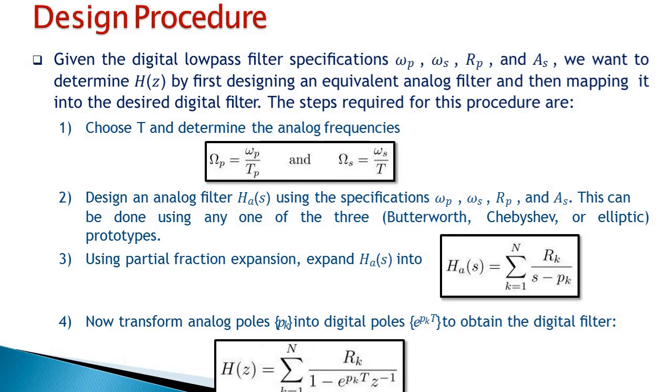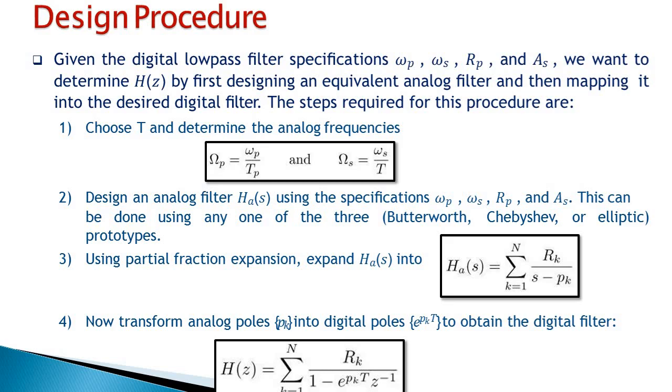Given the digital low pass filter specification ωp, ωs, Rp and As, we want to determine H of z by first designing an equivalent analog filter and then mapping it into the desired digital filter. The steps required for this procedure are: first choose T, then find the analog frequencies Ωp and Ωs, where Ωp is ωp by T and Ωs is ωs by T. Then design the analog filter and find the transfer function H of s.